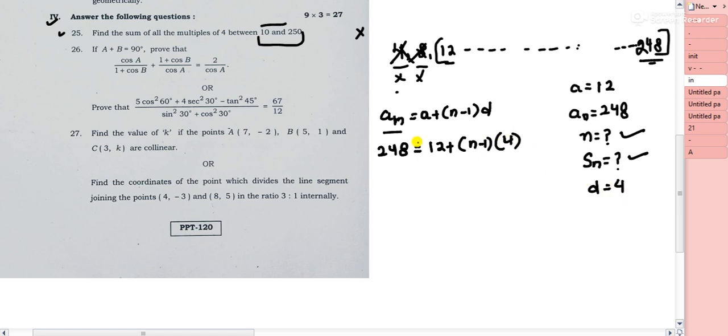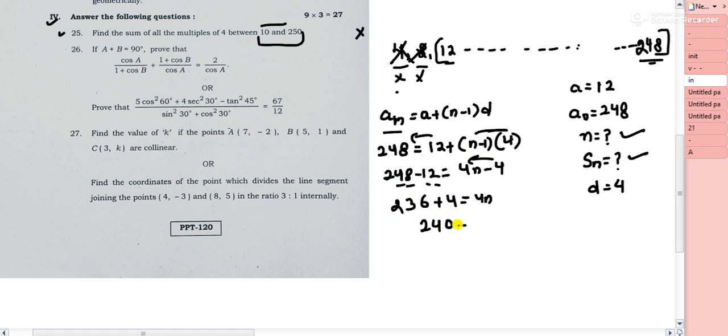Correct? Now bring this to LHS, you will get 248 minus 12, which is equal to 4n. Multiply these two: 4n minus 4. So this becomes how much? 8 minus 2 is 6, 4 minus 1 is 3, this is 2. Okay, bring this to LHS. This becomes plus 4, which is equal to 4n. Now this is 240. Correct? 6 plus 4 is 10, so 240, and this is 4n. So n is 240 by 4, which is equal to 60. So we got the value of n as 60, right?